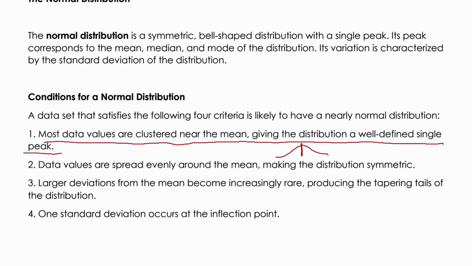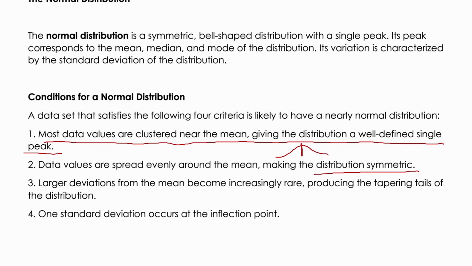Okay. The second condition is that data values are spread evenly around the mean, making the distribution symmetric. Now, it doesn't have to be exactly symmetric because most data in real life is not going to be exactly symmetric, but it should look somewhat symmetric, where if you cut it up the middle at the mean, it should look about the same on either side.